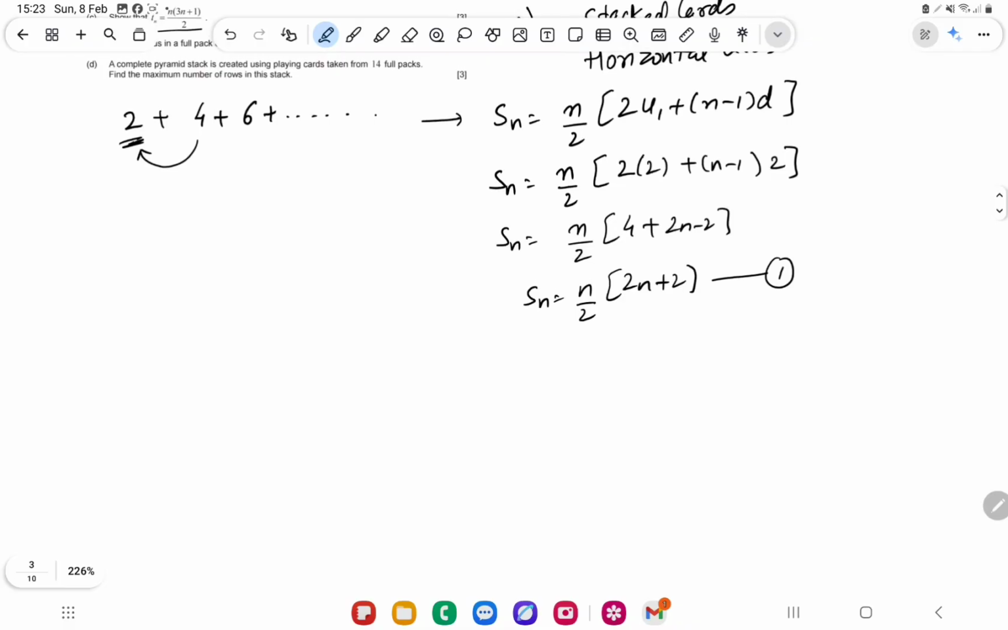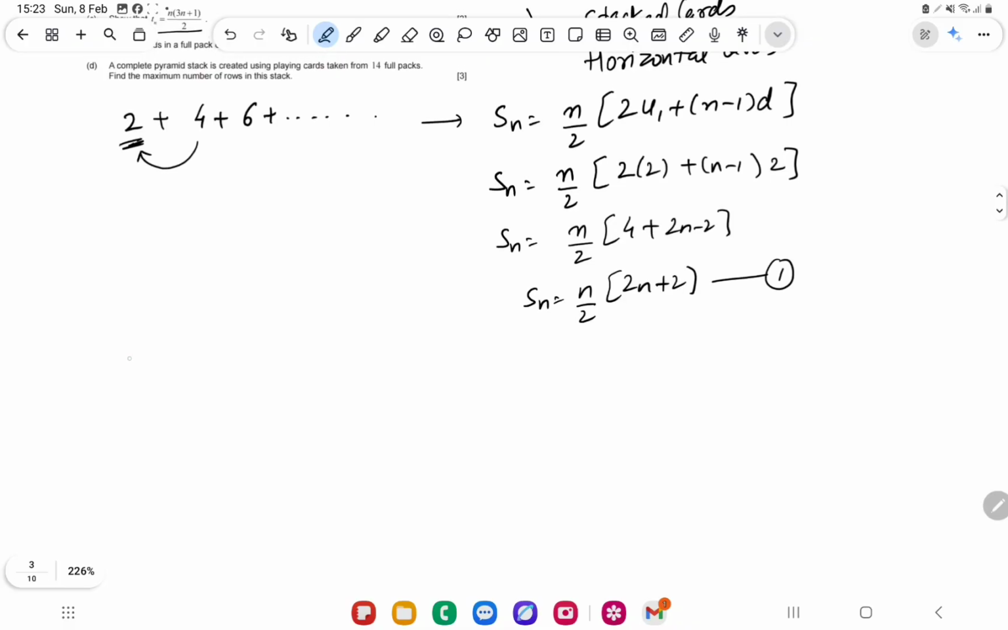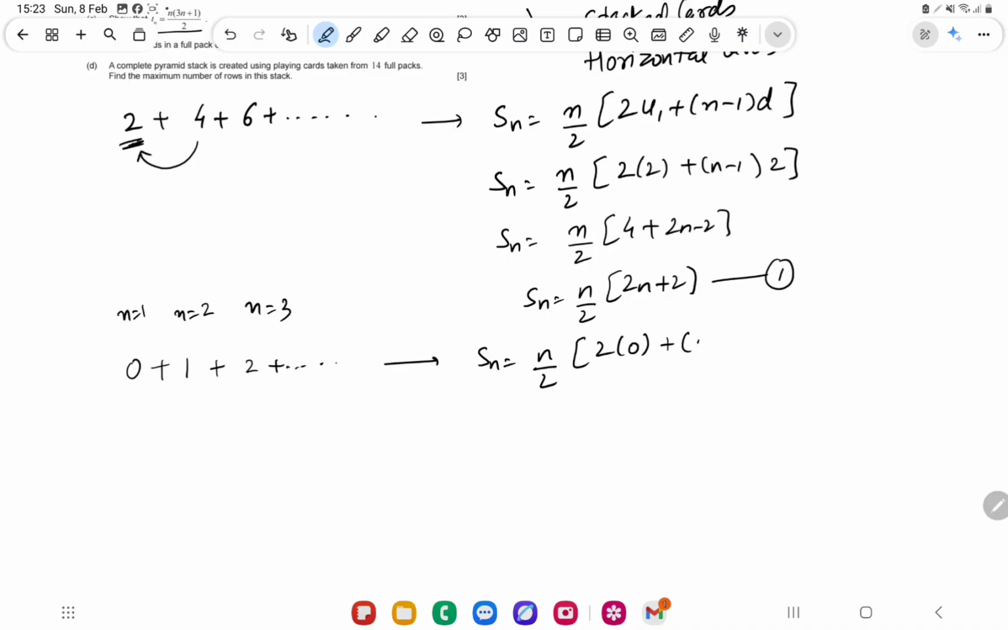Now to find the sum of the horizontal cards, my horizontal card series will start at 0 because in the first one there was no horizontal card. For n is equal to 2, I had 1 horizontal line. For n is equal to 3, I will be having 2 and so on. So for this, my Sn will again be n by 2. My u1 is 0 and the common difference is 1 minus 0, which is 1. So this is n by 2 into n minus 1.